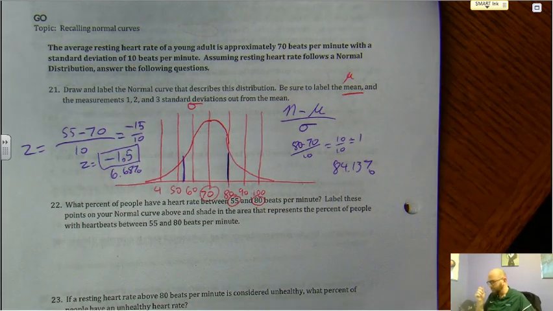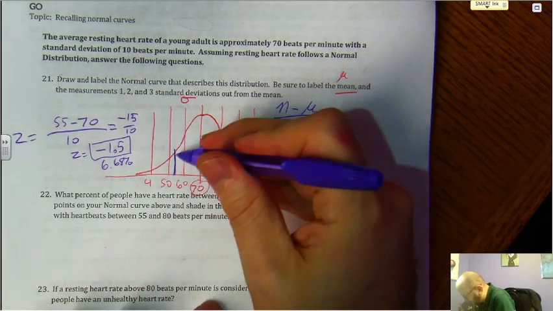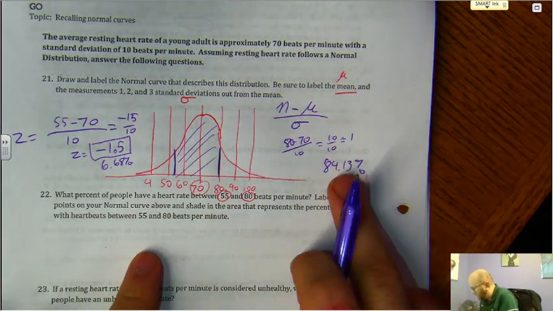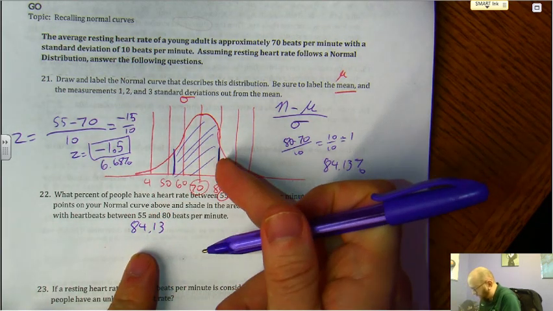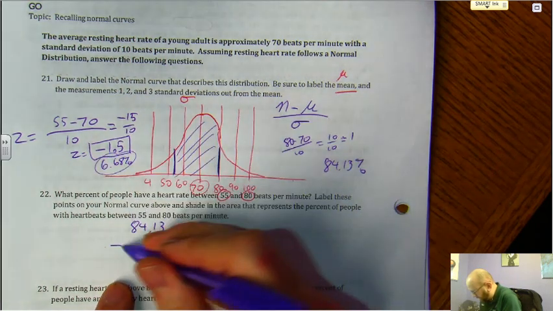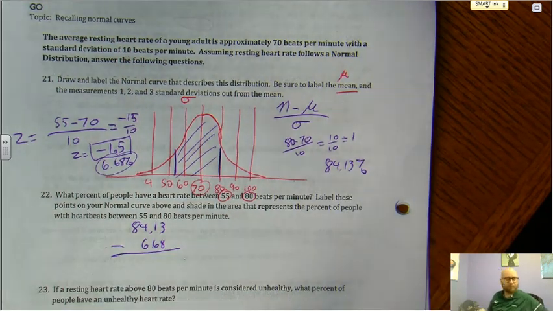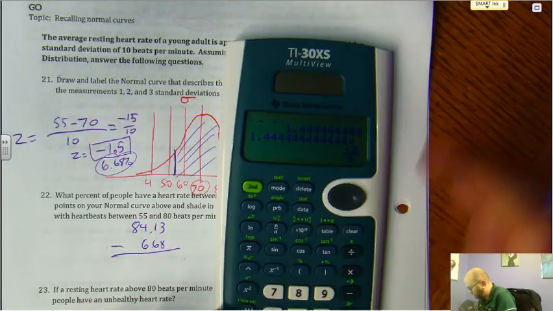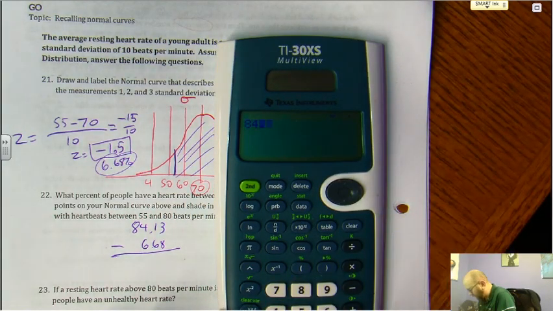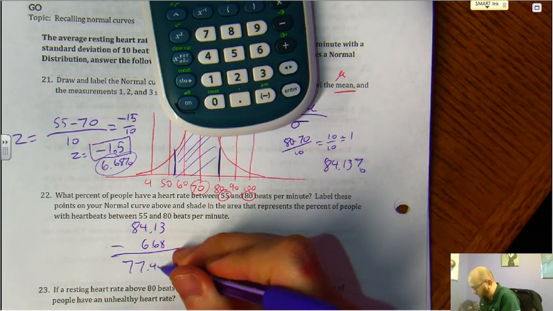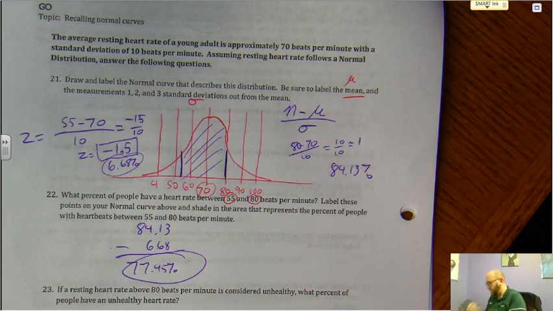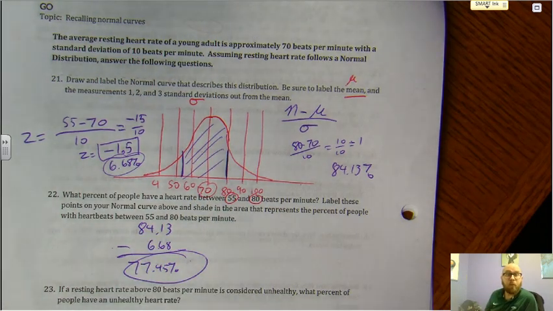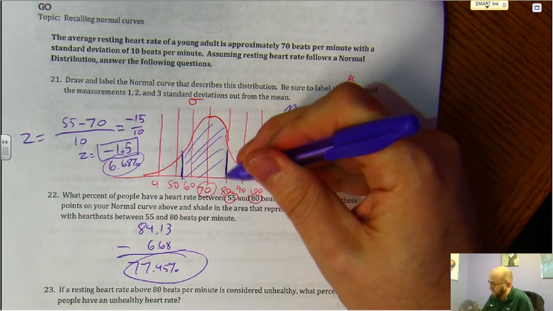84.13%. And so now I know the percentage in the middle is going to be these numbers here. It's going to be 84.13 as my high, and then I'm going to subtract 6.68 as my low. Let's crunch this out. So 84.13 minus 6.68, 77.45% of the people are going to be in that purple shaded region. 77.45% are going to be between -1.5 standard deviations and 1 standard deviation.